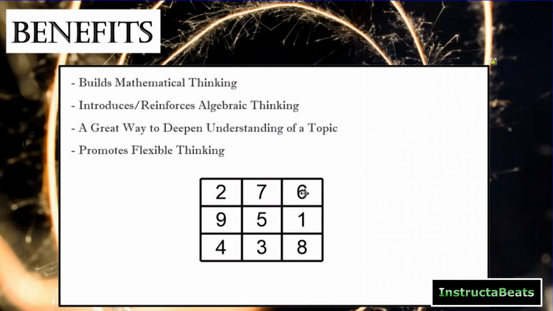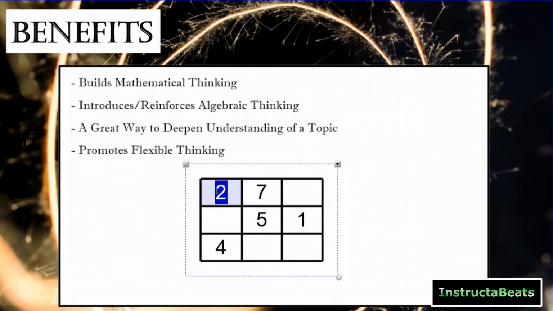But what happens when you start taking out pieces? So now you don't have the whole magic square, right? You just have a couple pieces, and now you have to find the rest of them, right? So you're building mathematical thinking, and you can increase the rigor of the thinking that you're doing by giving your students or solving a magic square with less and less numbers given to you, right?